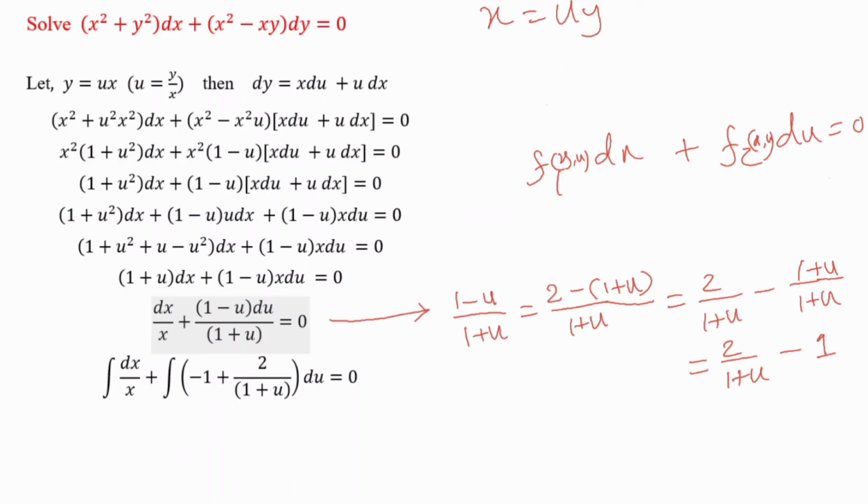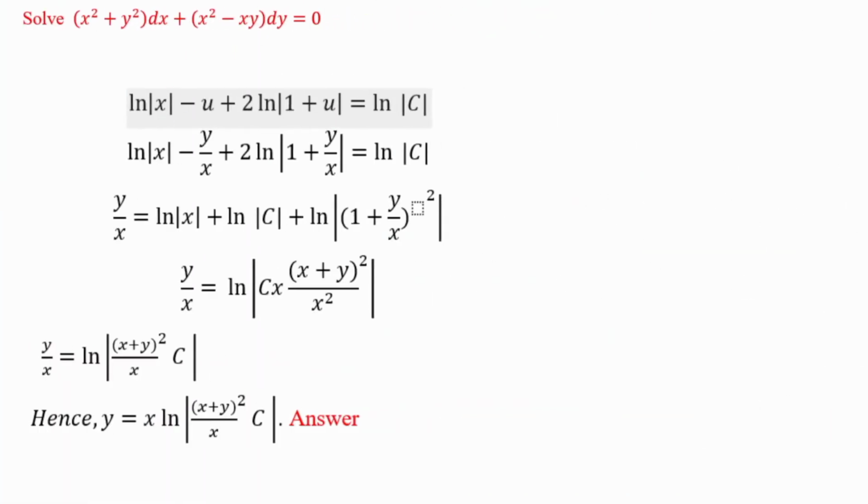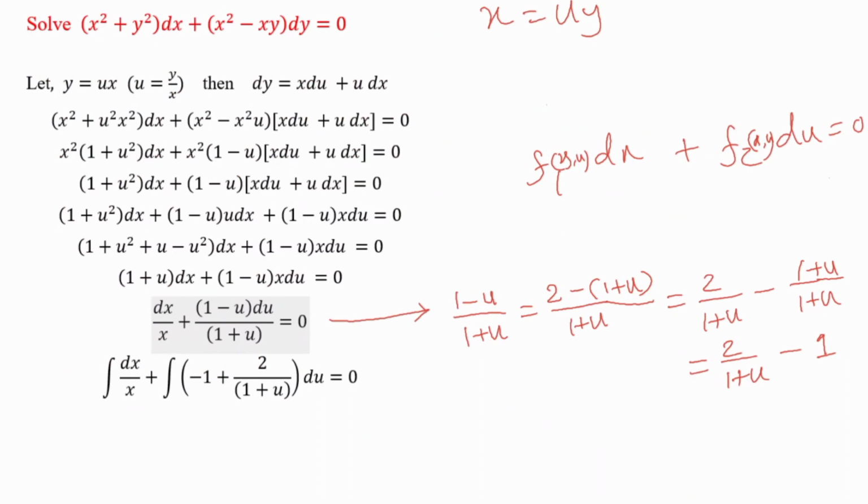So then you can see when we integrate, we get these terms. When we integrate this one, we get ln x. Here we get u, and we get 2 ln 1 plus u. So this is equal to the integrating constant. You can write c1 or you can write ln c. It's up to you. Normally we write ln c like this, because ln is undefined for negative values.